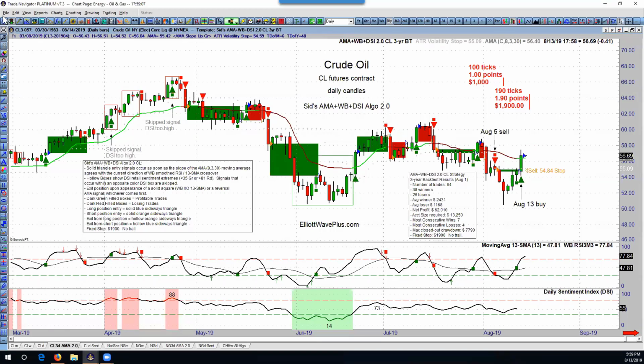Now, I've got my streaming on right now, and it's showing you exactly where the stop is. This is suggested going along at the open of today's new candle in the futures market. That new candle just opened at $56.74, and it's saying put the stop at 54.84. But when you get your nightly report, you don't get this stop level shown to you because the streaming is off when we take the screenshots.